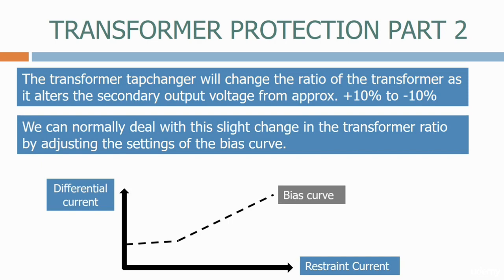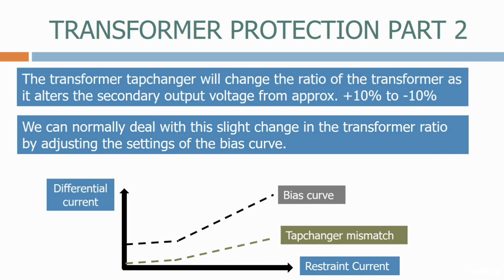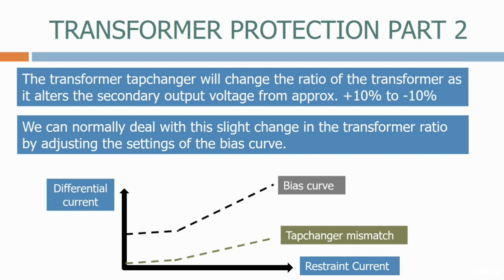Here's our standard transformer differential bias curve from the previous section. Because the tap changer changes the ratio of the transformer, it can create a small spill current. Here's the typical characteristic. As long as the tap changer mismatch characteristic can be kept in the no operate zone and below the bias curve, everything should be fine. If we need to, we can alter the settings of the relay to move the bias curve farther up the differential current axis. This will make sure that the tap changer doesn't trip the relay when it operates.